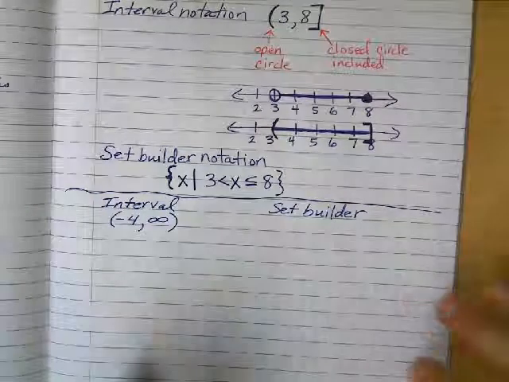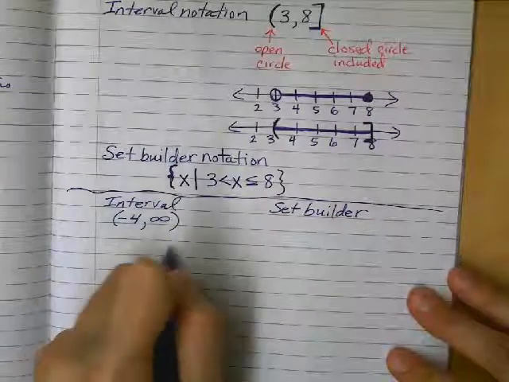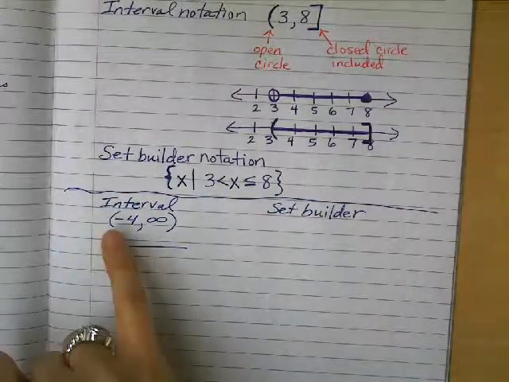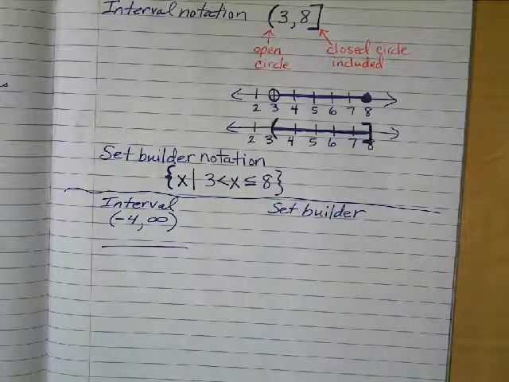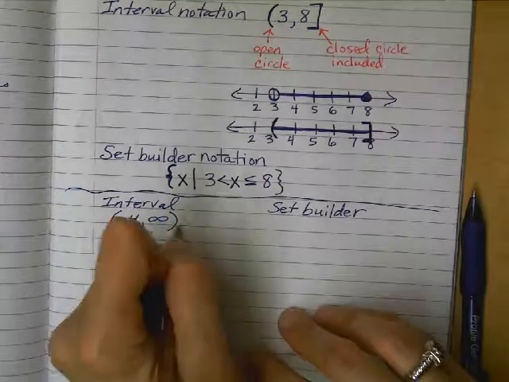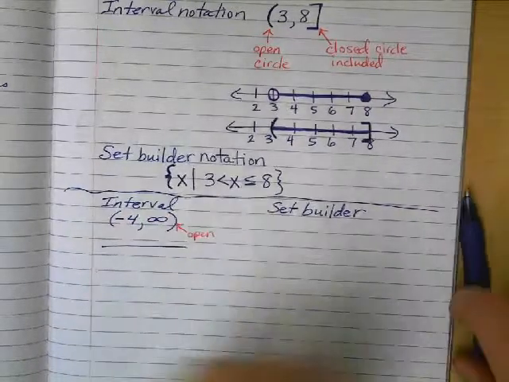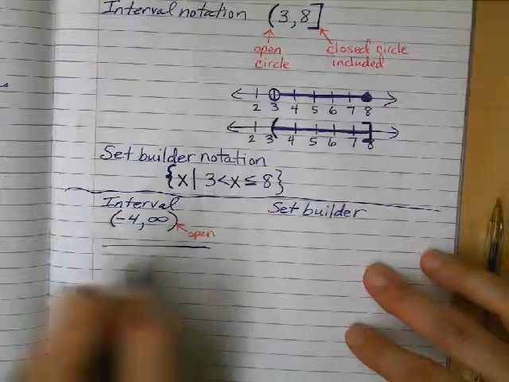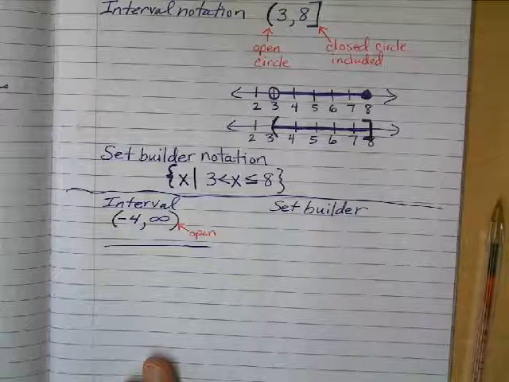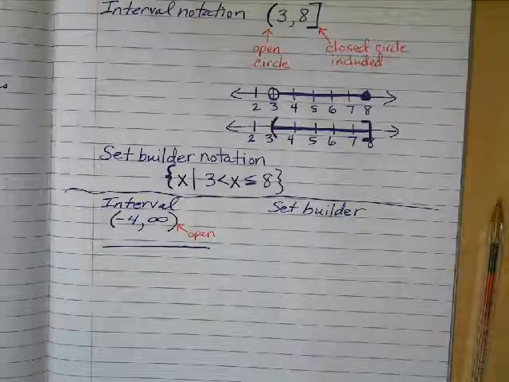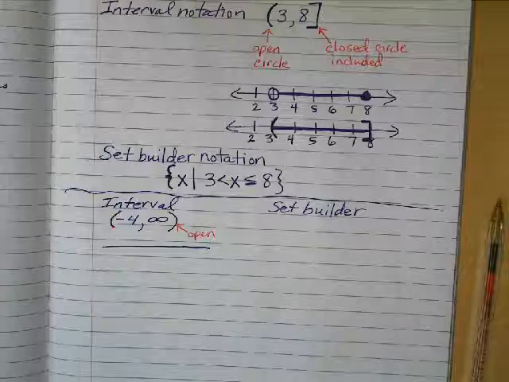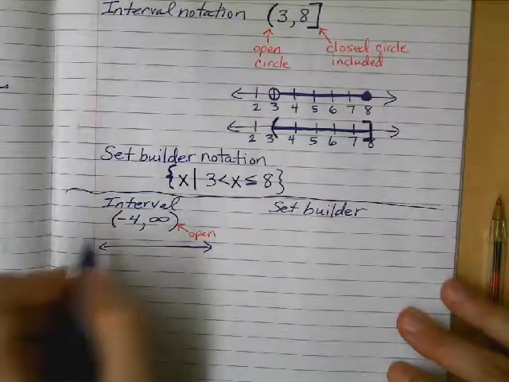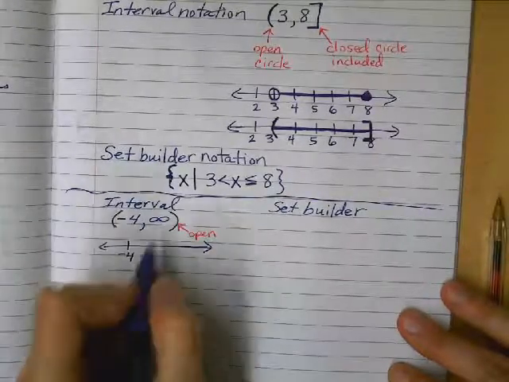All right, set builder. Again, you might want to think, how is this graphed? The parentheses, the curves, mean that when we graph the -4, it would be an open circle. I'll write that in red. These curves mean open. Infinity and negative infinity are always considered open because you're not stopping on a certain number. It just keeps going up forever or keeps going down forever. So this says to go from -4 to infinity.